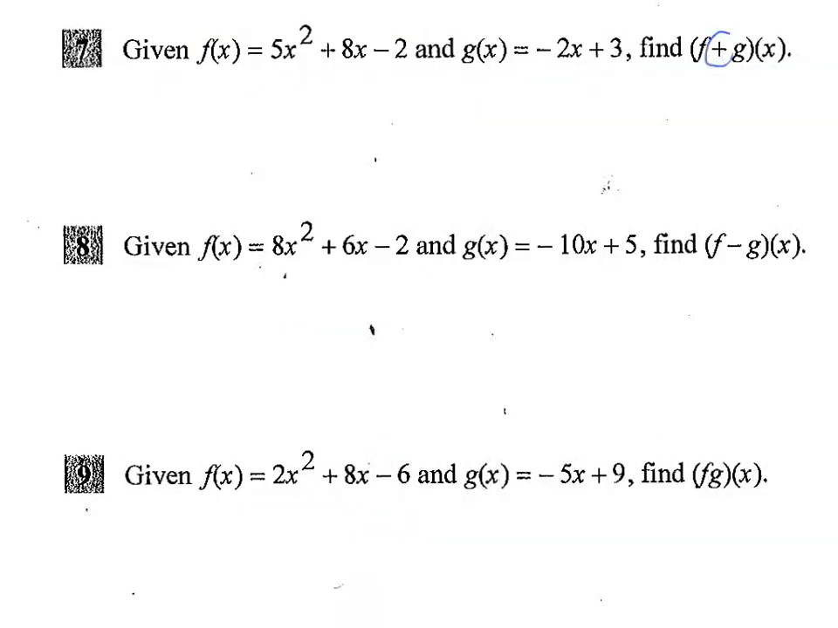Alright, let's add f and g together. So we're going to have 5x squared plus 8x minus 2. We're going to add to it negative 2x plus 3. Make sure you copy the problems down right. I've seen lots of people get things wrong just because they copied things wrong.